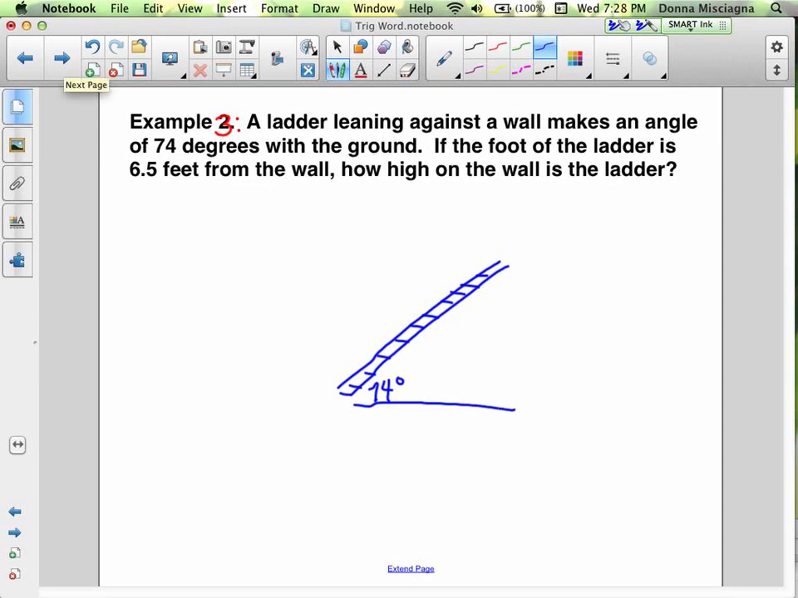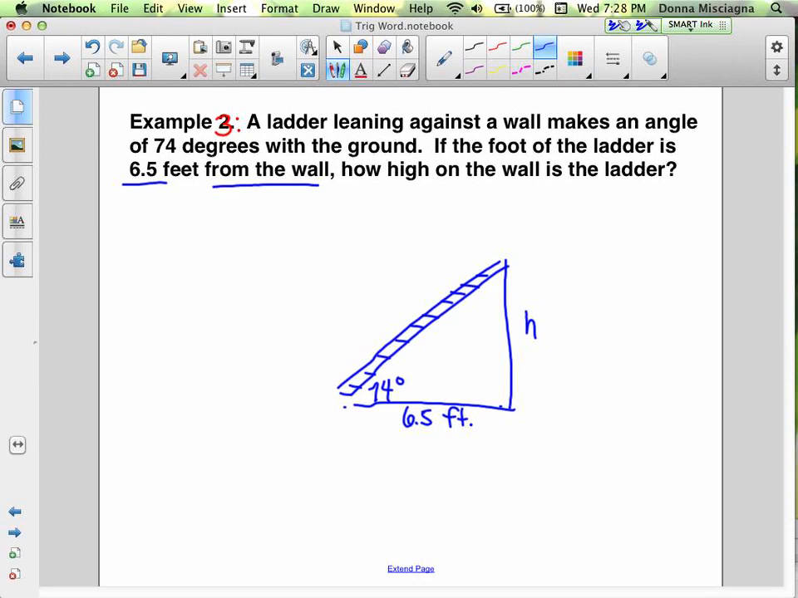How high on the wall is the ladder? So we're looking at how high the ladder reaches. We don't know how long the ladder is, but we do know the foot of the ladder is 6.5 feet from the wall. So from the ladder to the wall here, this is the wall, is 6.5 feet.